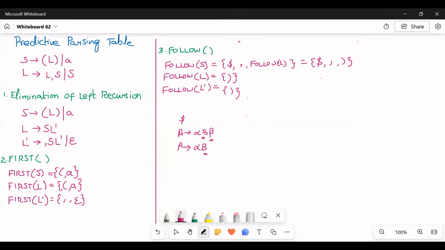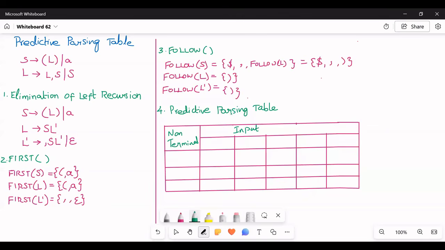Now we need to construct the predictive parsing table. In the predictive parsing table, all rows correspond to the non-terminals. The non-terminals are S, L and L dash. Column-wise we need to write all the terminals. In this example grammar: left parenthesis, right parenthesis, A, comma and dollar. Including dollar we have to write.